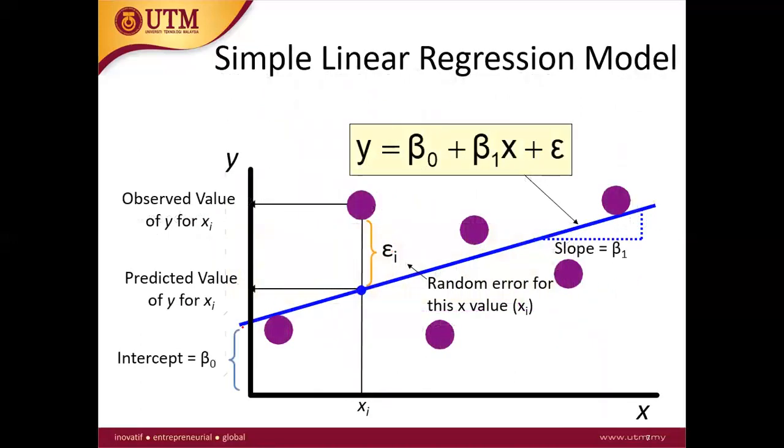So on the graph, when we plot the straight line here, for Y equals B0 plus B1 X plus error, we will get the intercept value here, which is B0. And the B1 is the slope value. Okay? And also the error here.